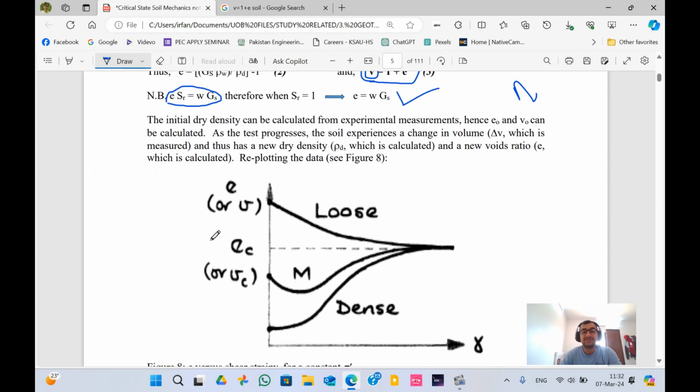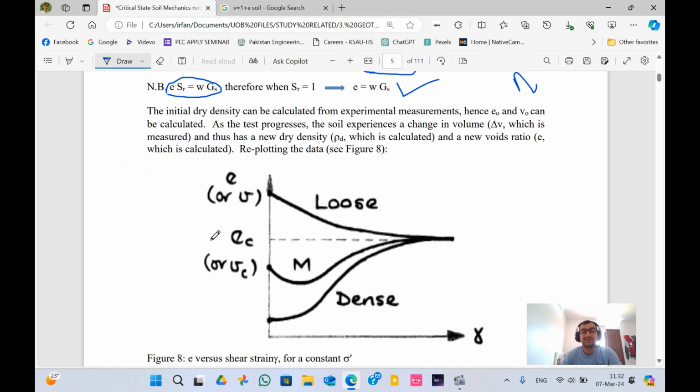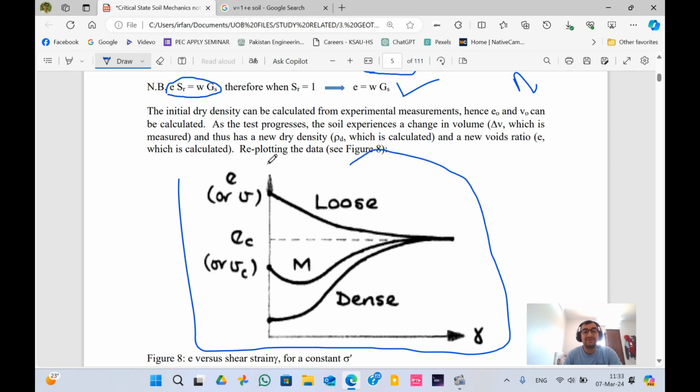So this is what it means: if we are testing, the soil basically undergoes a change in volume. We already know delta V, which is the change in volume, which we can measure from that. Hence, a new dry density, rho D, can be calculated, and a new void ratio e is also calculated.